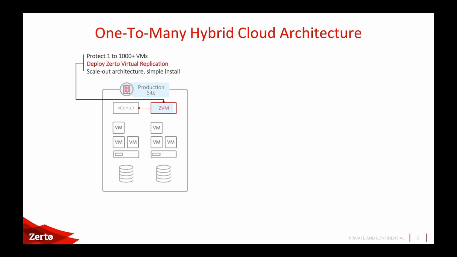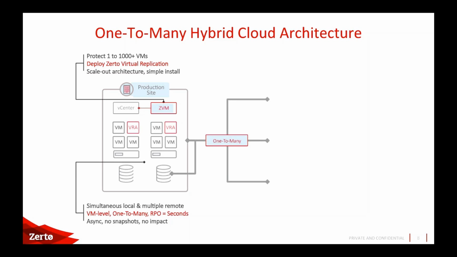So by protecting thousands of VMs on site with a scale-out, simple architecture that is extremely scalable, you're able to then deploy those protection VMs out, what we call our virtual replication appliances, very easily. That allows a VM level one-to-many with an RPO of seconds. And why is this important? Because we can actually go out to multiple sites.